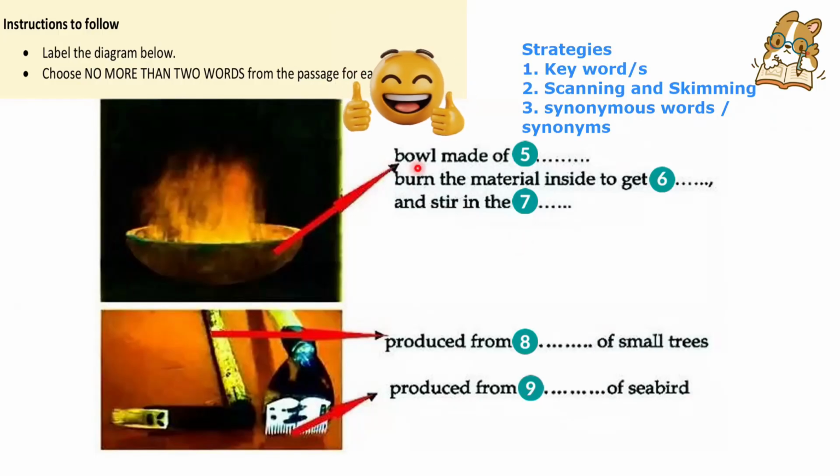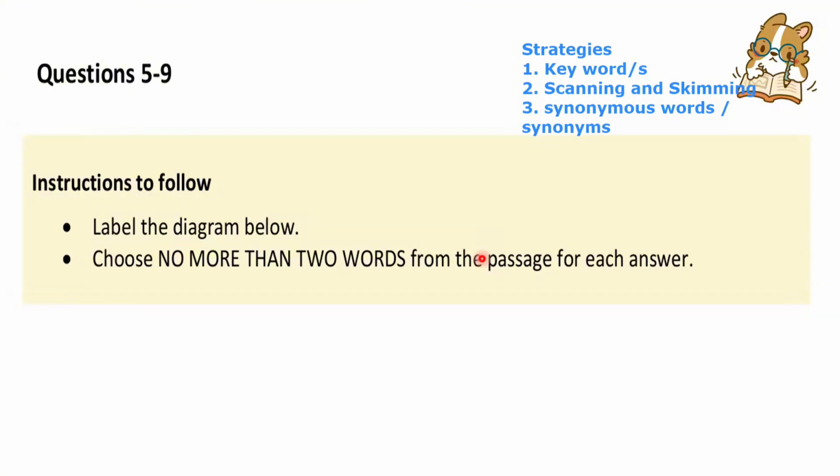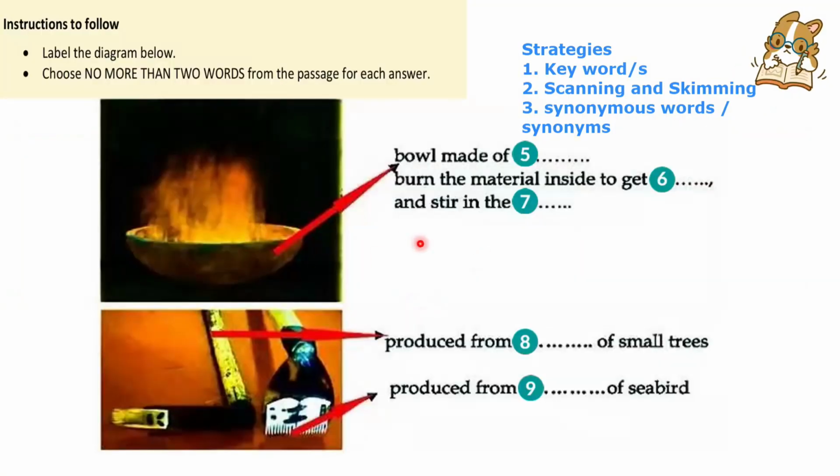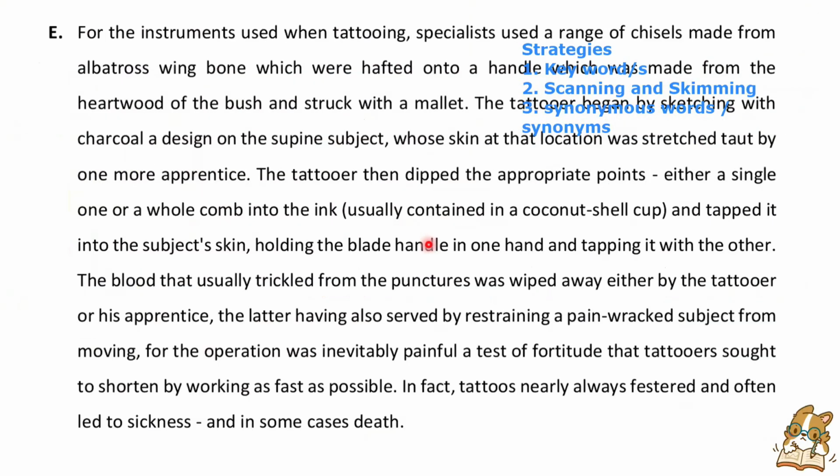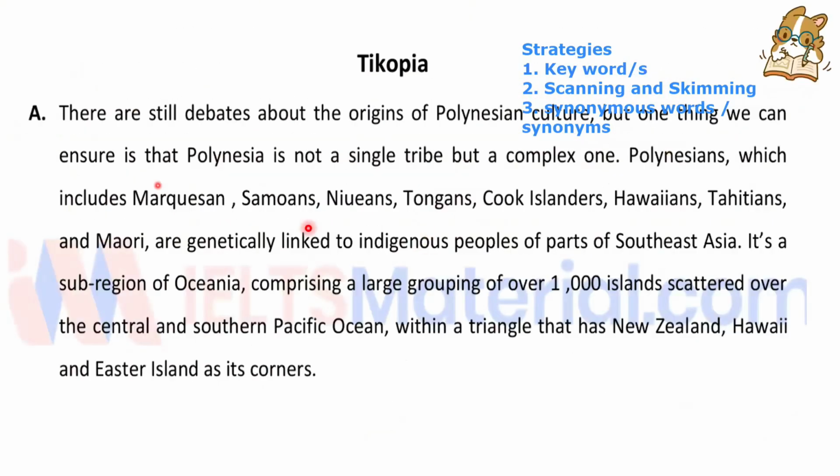All right, now to start with number 5, bowl made of blank. So we can apply all of these strategies. Bowl made of blank. We have to go back to the paragraph, and this one talks about a process. So we go back to paragraph A, and we're going to look for some process or keyword, bowl of blank.